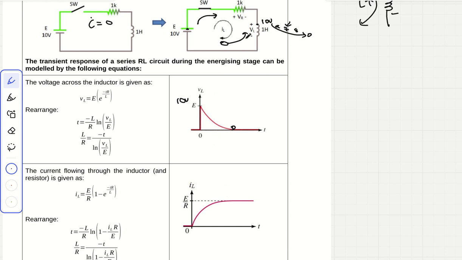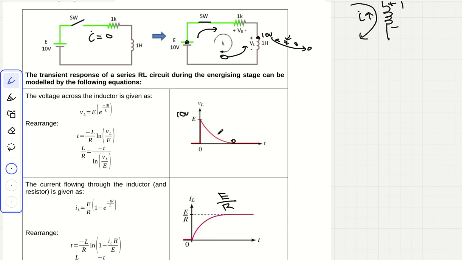The voltage difference between this point and this point is in this case E or 10 volt, and then using Ohm's law we know current is E over the resistor. So we get this is the maximum current.